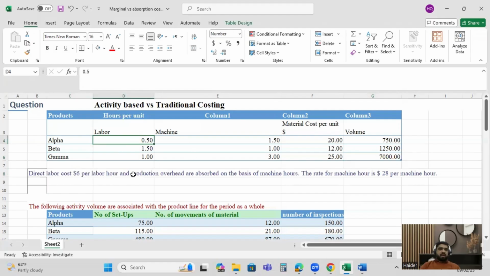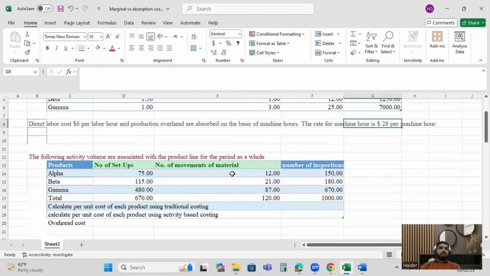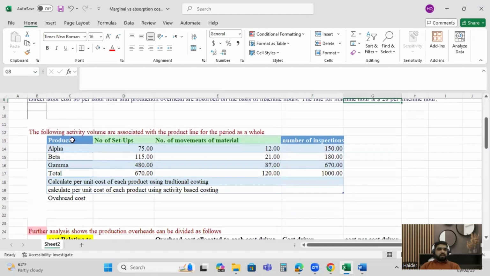Now the next statement says production overheads are absorbed on the basis of machine hours. Let's stop here for a while. This is a traditional costing system, where one single rate is applicable to all the products regardless of their activities. The machine hour is a predetermined rate used to calculate the overhead cost, and the rate is $28 per machine hour. That's one single rate applicable for all the products. That's the traditional costing system.